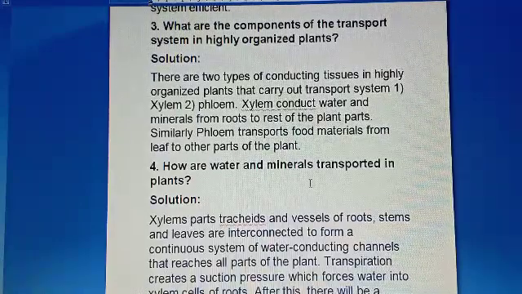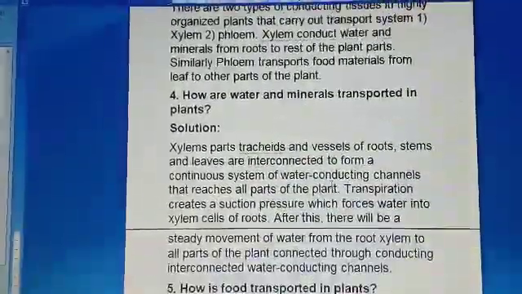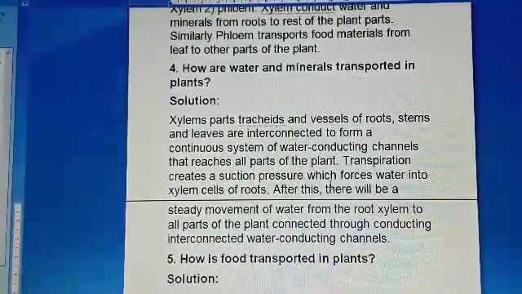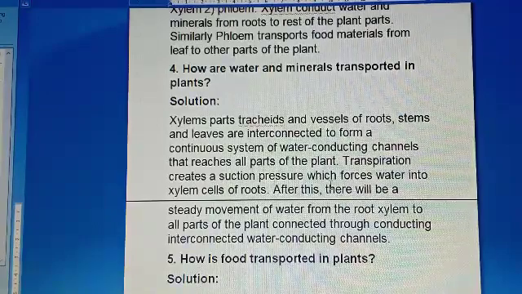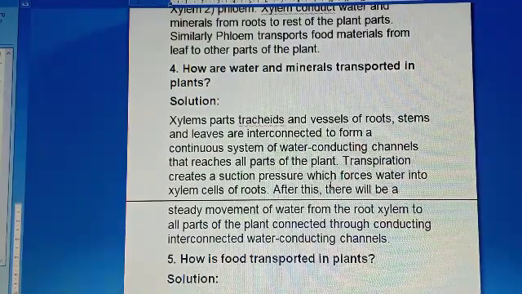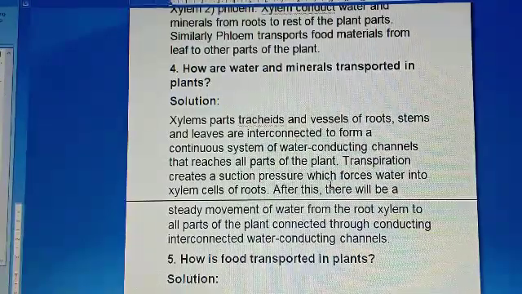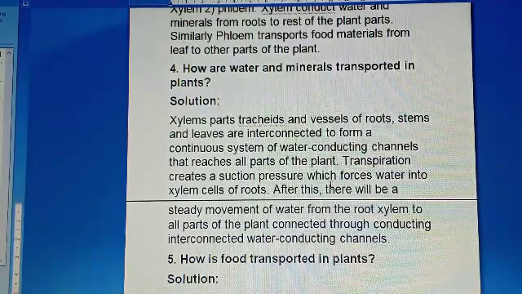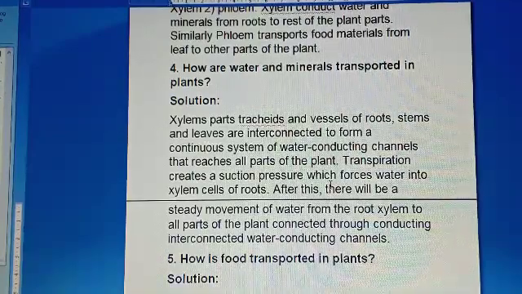Same as I explained, for the transportation of the water and the minerals, the xylem tissues are there, which are useful for the transportation of water and minerals. In that, the water is transported by the process called osmosis. Here you can see that the xylem has different kinds of parts like tracheas and vessels, xylem tracheas, xylem vessels, which are used for the transportation of the water and the minerals.